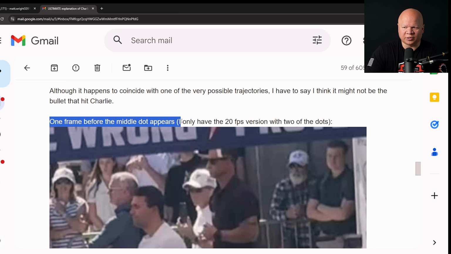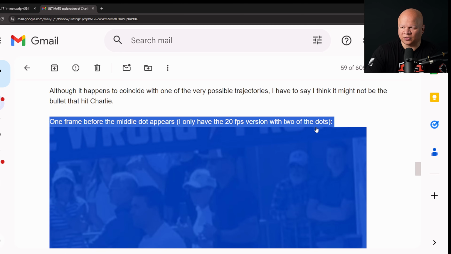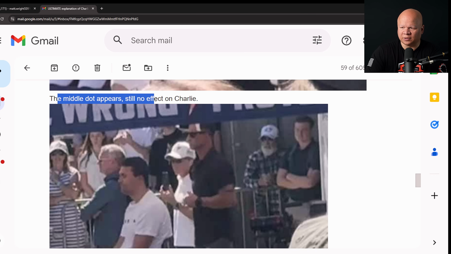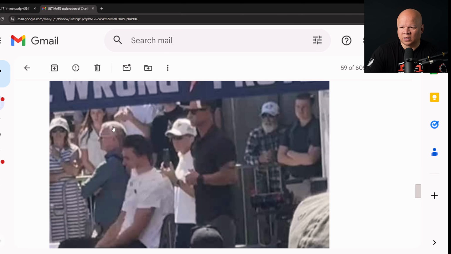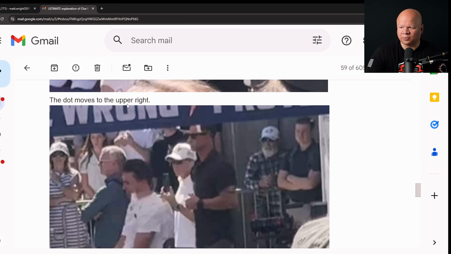One frame before the middle dot appears, I only have the 20 FPS version with two of the dots. The middle dot appears, still no effect on Charlie. You can see that here. The dot moves to the upper right. You see it up here. And this again was in the last video that I showed. Another viewer had sent in some video and it had basically seen the same thing, right?